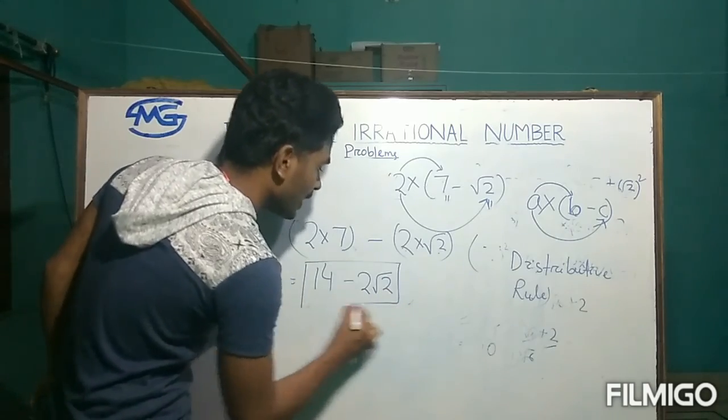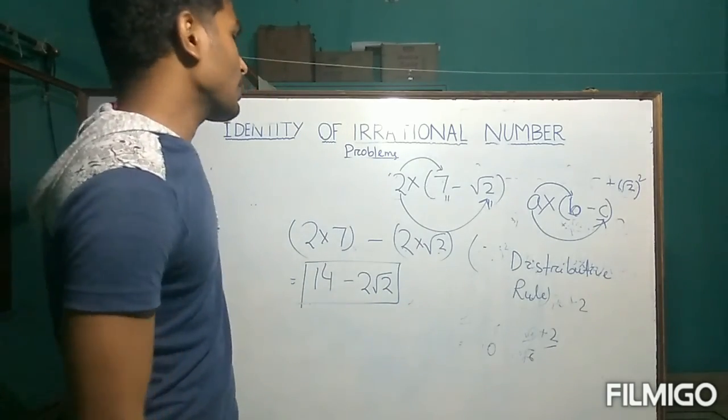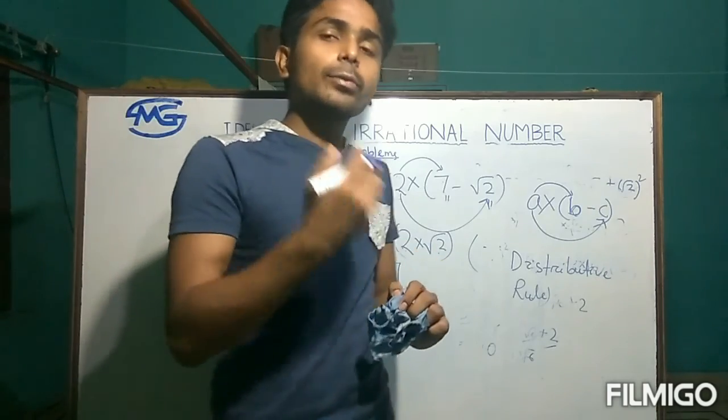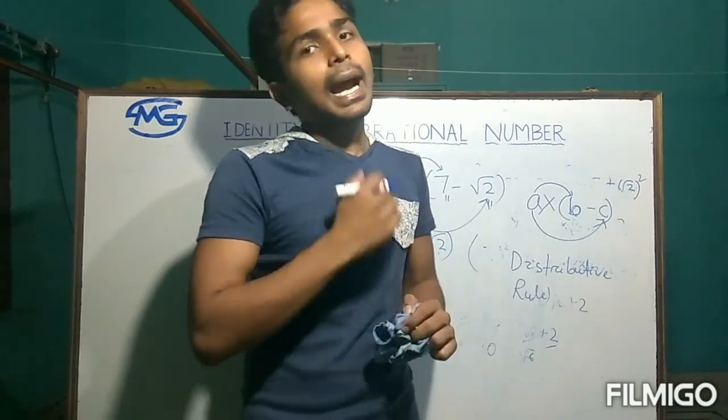This is our answer. So we can easily calculate any value, any expression, square of any rational number by using identity.